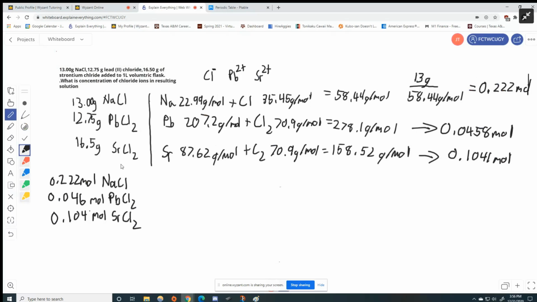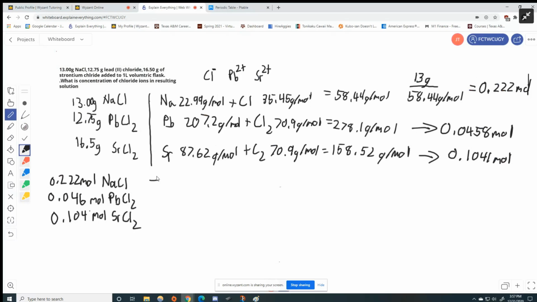So how do we find the concentration of chloride ions, right? These are only the moles of the compound. So what will happen is these will dissolve and split into their ions. NaCl will split into Na+ and Cl-. Lead chloride will split up into Pb2+ and 2 chloride ions. So now that we know that, we can do this. This one will only split into 1 chloride, so we don't have to do anything to that.